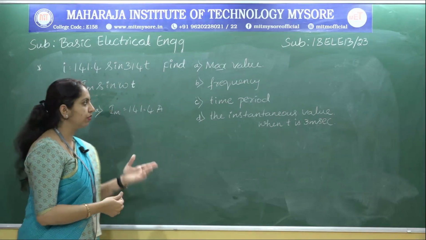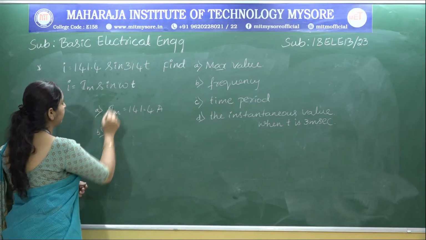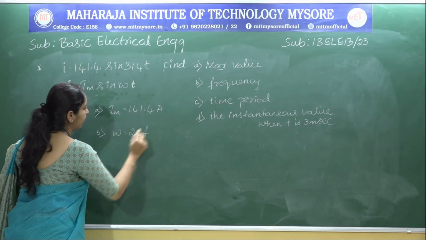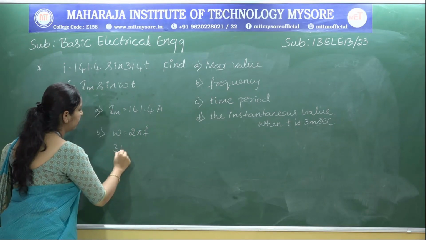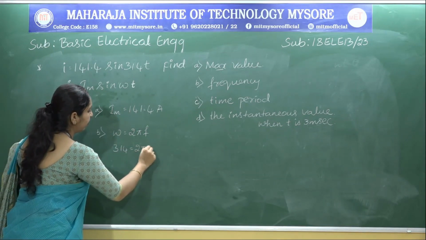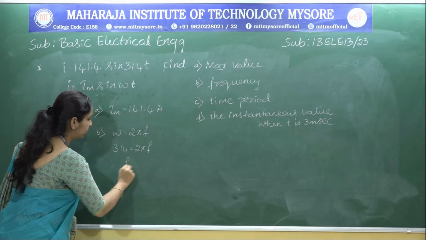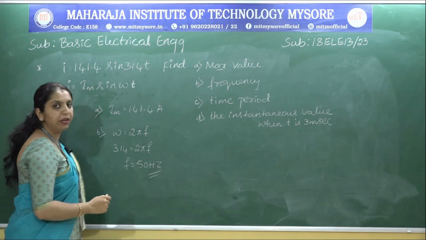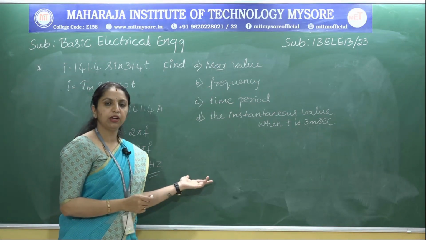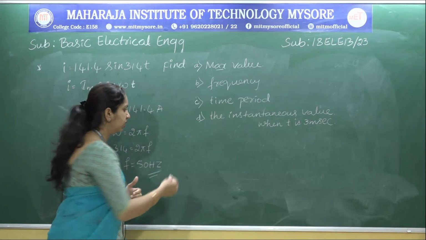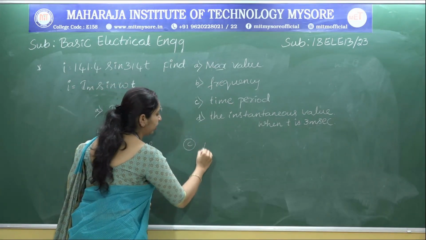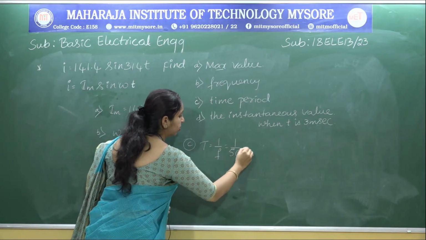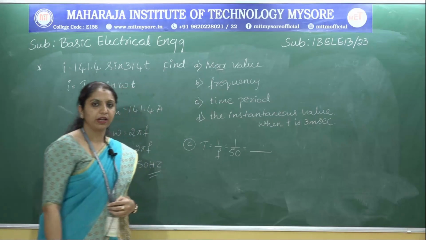In the next part, the frequency. Frequency can be found from omega is equal to 2 pi f, so omega is 314, which is equal to 2 pi f. Simplify this expression and you get f as 50 hertz. And the time period, how can we find it? Take the reciprocal of frequency. So t is equal to 1 by f, which is 1 by 50 hertz. So you get the value of time.